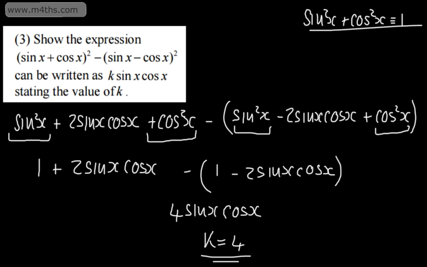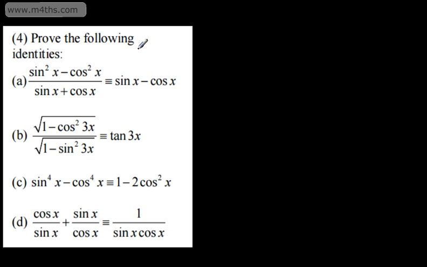Okay, let's have a look at another question. We're asked to prove the following identities. Now, when we're proving identities, we can consider a range of different approaches. The idea is to start with the more complicated side in general. So what I need to show in the first one is that sine squared x minus cos squared x over sine x plus cos x is the same as sine x minus cos x. Okay, we can either make the left-hand side look like the right-hand side, we can make the right-hand side look like the left-hand side, or we can change them both to look like something that's the same.